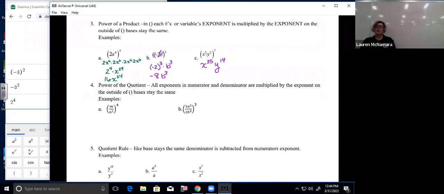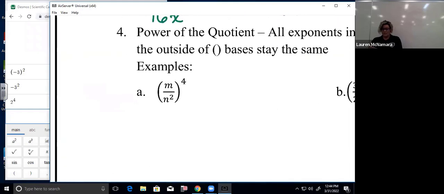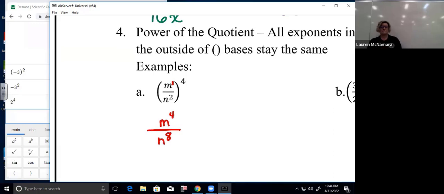When you see power of a quotient, it's really the same thing that we were just doing. It's just that it's division. Every exponent on the inside of the parentheses gets multiplied by the exponent on the outside of the parentheses. So looking at this example here, I have m to the first divided by n to the second. Multiplying my exponents, I have m to the fourth divided by n to the eighth. That's it.